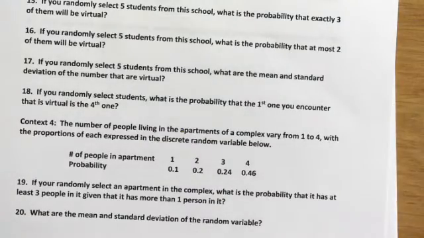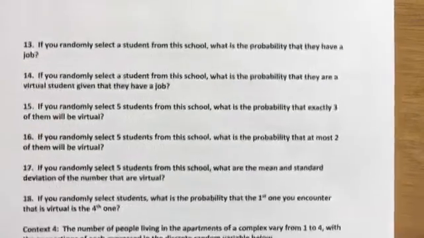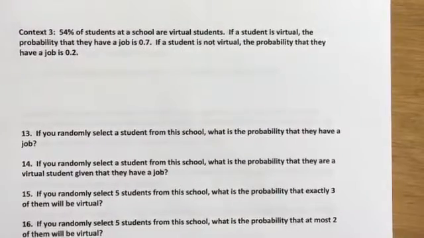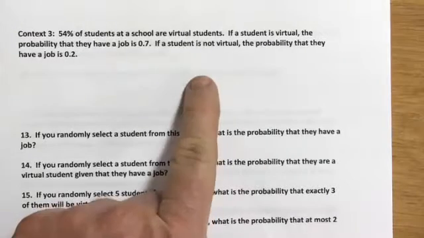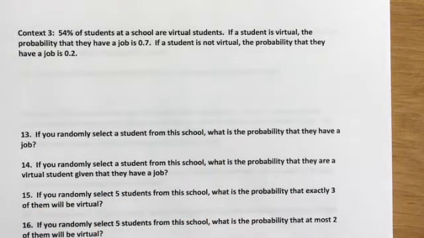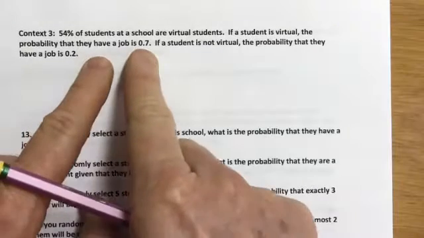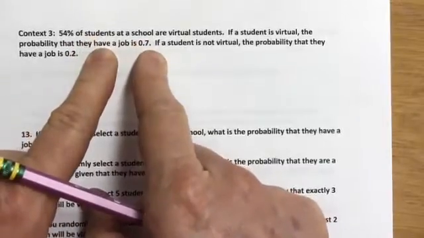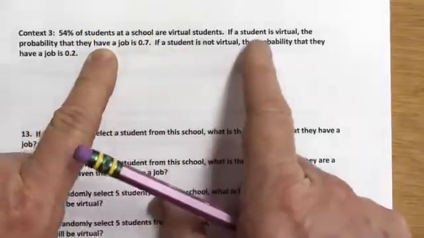Okay, so the next type of problem that we have, context 3. 54% of students at a school are virtual students. If a student is virtual, the probability they have a job is 0.7. If they're not virtual, the probability they have a job is 0.2. Those are conditional probabilities that are given to you. They aren't asking for a conditional probability. They're giving it to you.